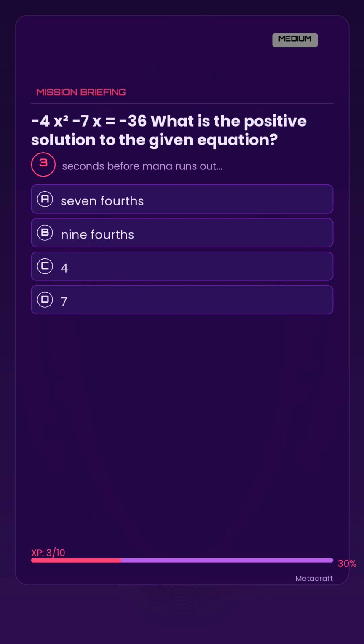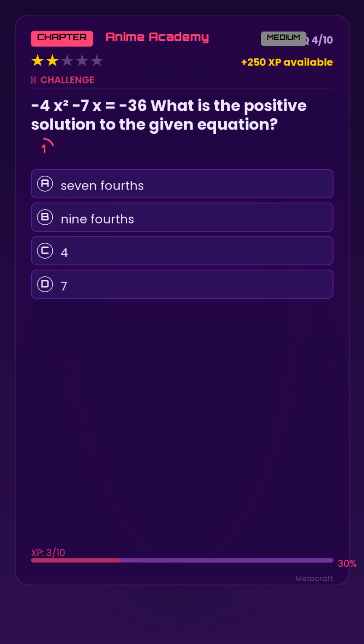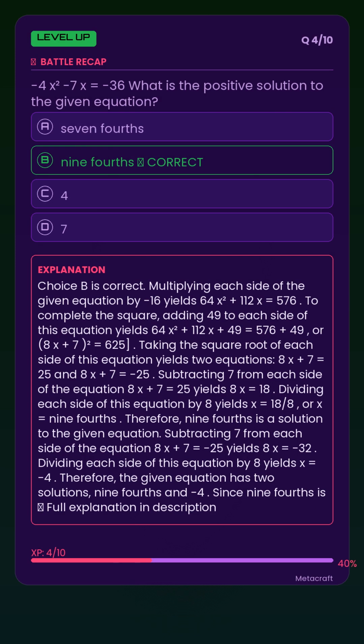Minus 4x squared minus 7x equals minus 36. What is the positive solution to the given equation? Option A, 7/4. Option B, 9/4. Option C, 4. Option D, 7. The correct answer is B.